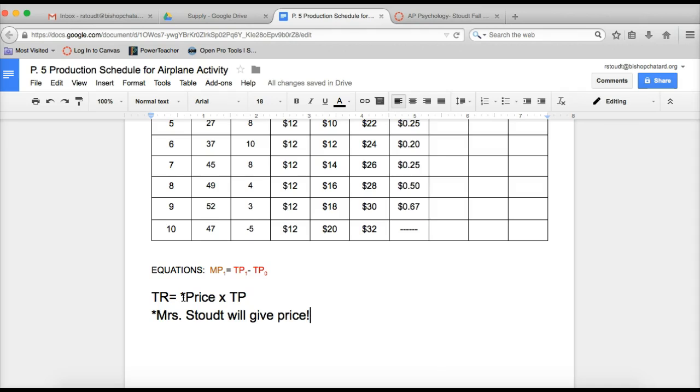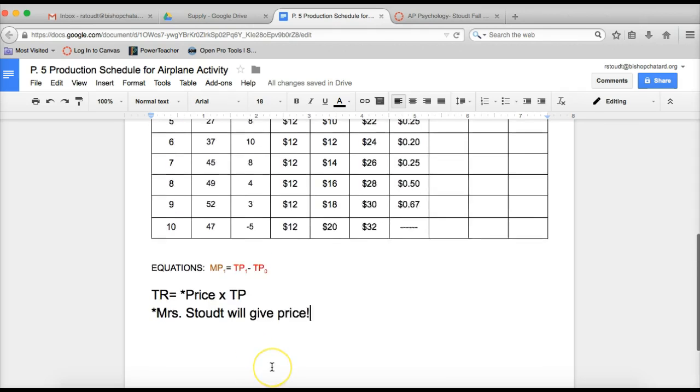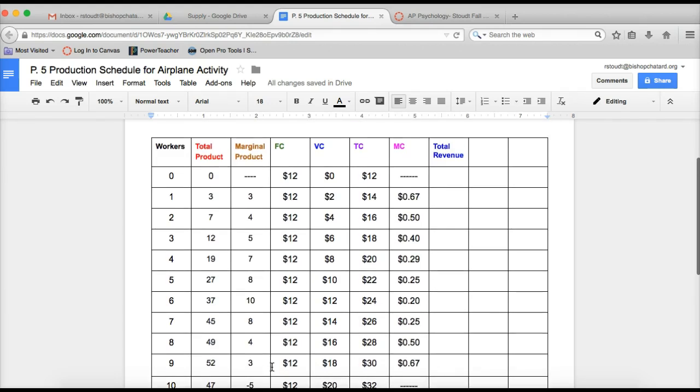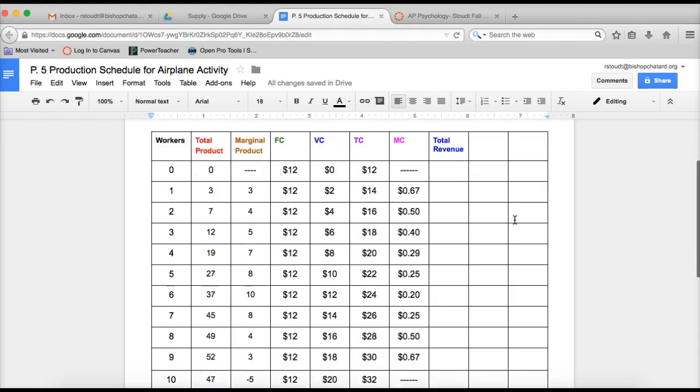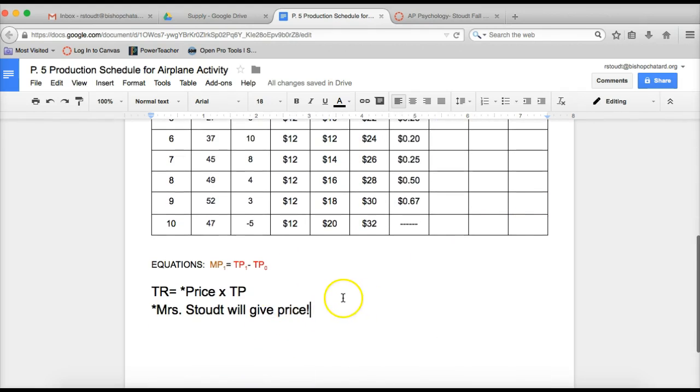So in a few minutes after this video is done, you are going to get a practice worksheet with all 10 columns. You're going to have to do the whole thing. At the top, it will tell you what the price is in the instructions. So it'll say, for example, when the price is $20 or whatever. Make sure you pay attention to that, but I will always give you the price.